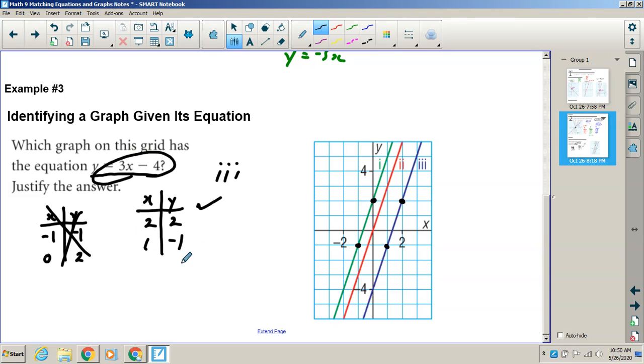So again, testing ordered pairs into the equation. If the ordered pairs work, that matches your equation with your graph. And that is matching equations and graphs.